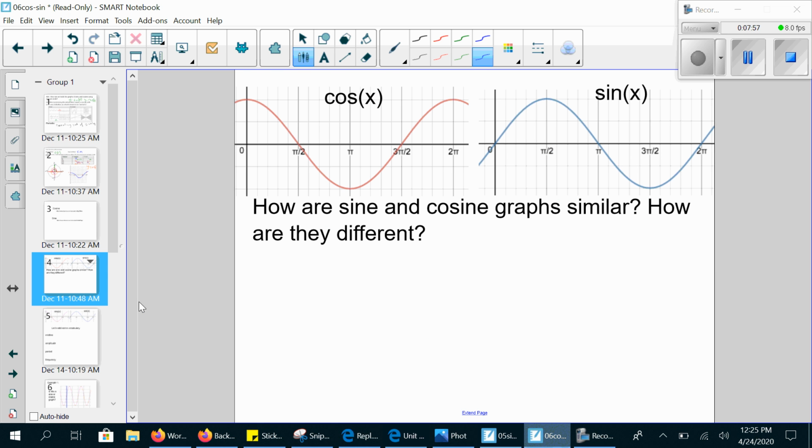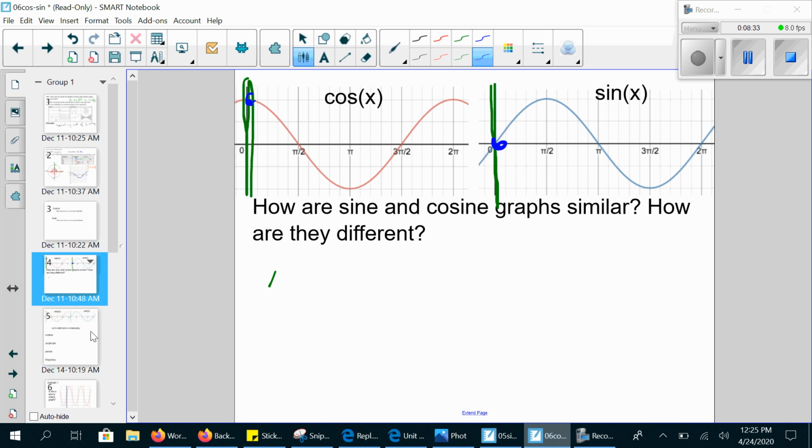So how are sine and cosine graphs similar? How are they different? The big thing that I'm going to have you focus on right now is that let's look at the y-axis for where we see the major difference. If we look at the y-axis, they're crossing in different points, right? The graph of sine x is crossing the y-axis at 0, and the graph of cosine is crossing at 1.